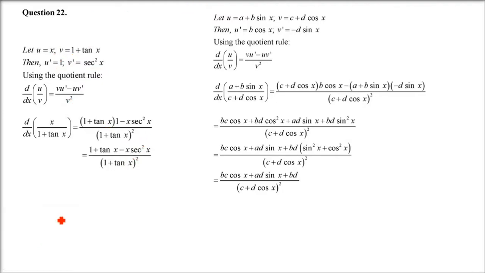Now coming to question number 23, 23rd question. So in 23rd we have, all these are NCERT questions, right? Now we have u by v, a plus b sin x divided by c plus d cos x. Now this is u, this is v. What is u dash? A will be 0, b will come here, sin x will be cos x. What is v dash? C will be 0, d will come outside, cos x will be minus sin x.